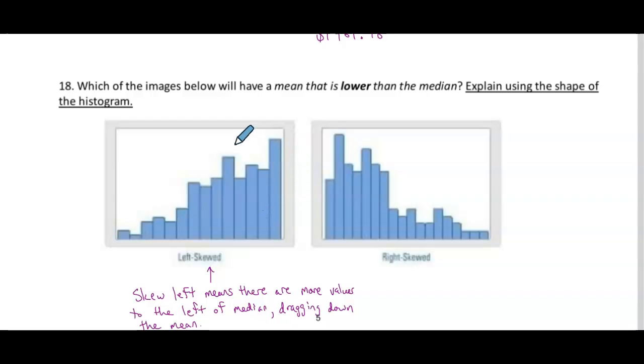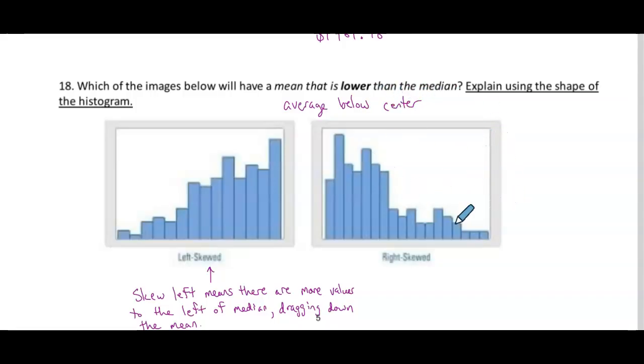So if most of this graph occurs on the right side and then we put a few extra numbers over here on the left side, those numbers on the left side are not going to affect the median because there's not enough of them, but they are going to affect the mean because they're going to pull it down. So the mean is lower than the median, which means the average is below the center. I'll write that here too. Average below center.